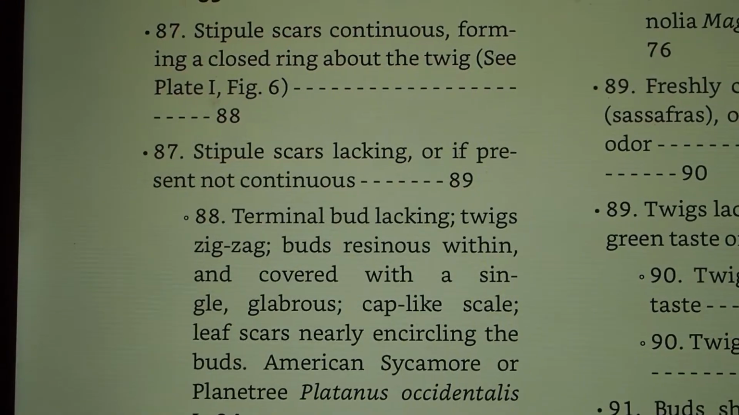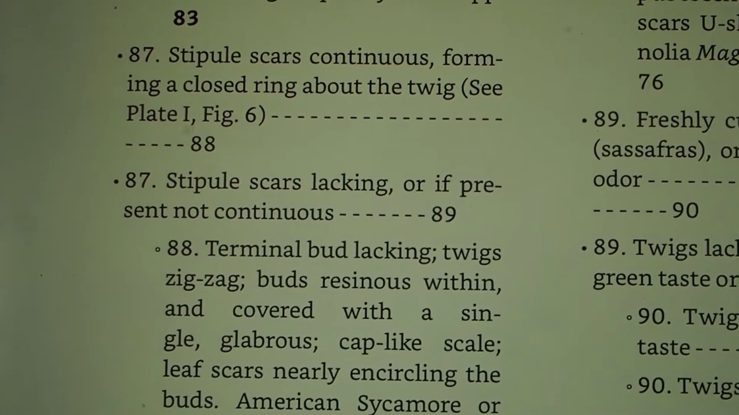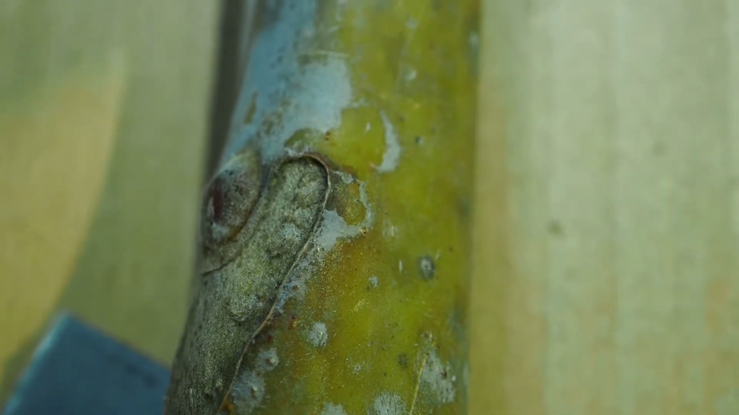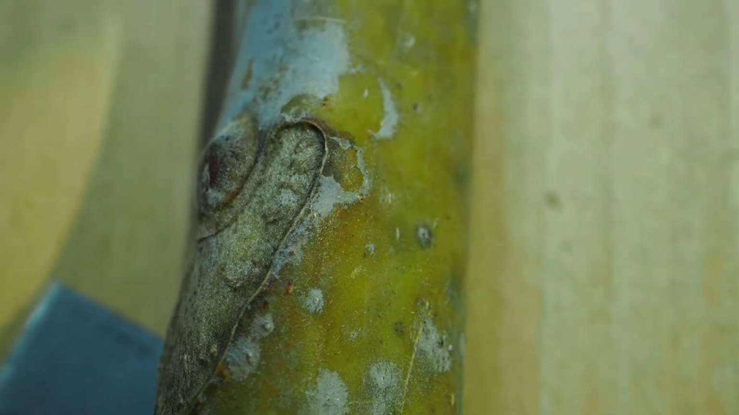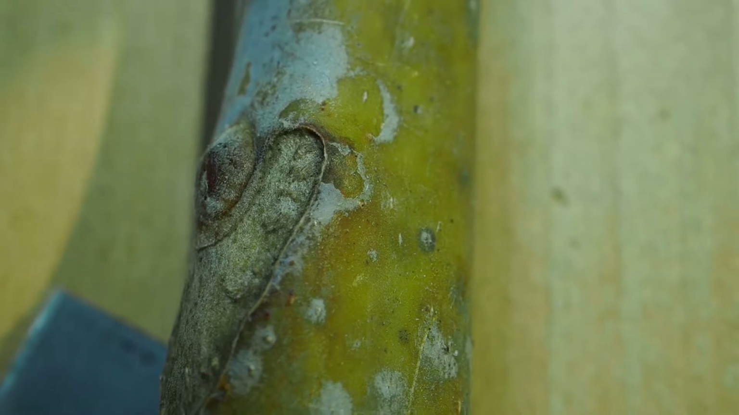Stipule scars. And not only whether or not they're present, but if they're present, whether they form a ring around the twig. That would be interesting to see. Well, this is where a stipule scar would be, at the upper corner of the leaf scar, and I don't see anything there that looks like there was ever a stipule attached there.